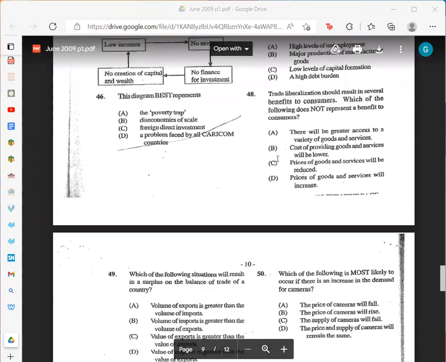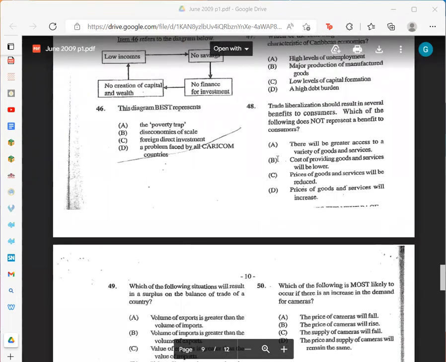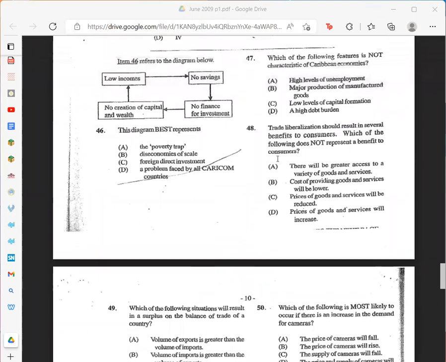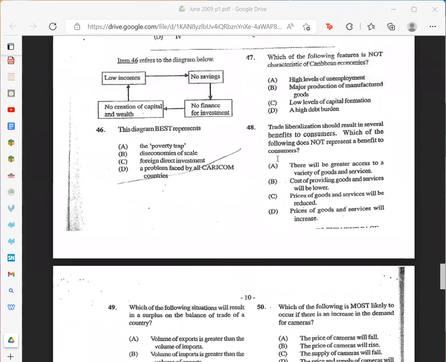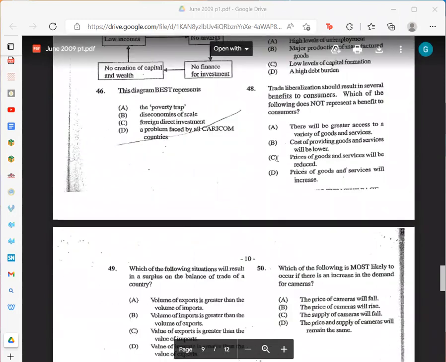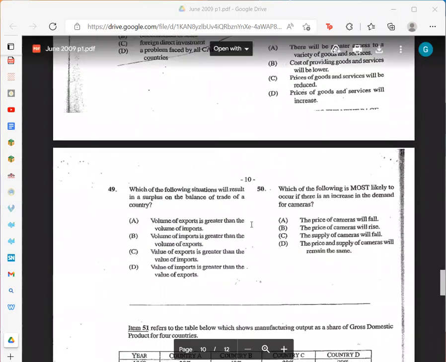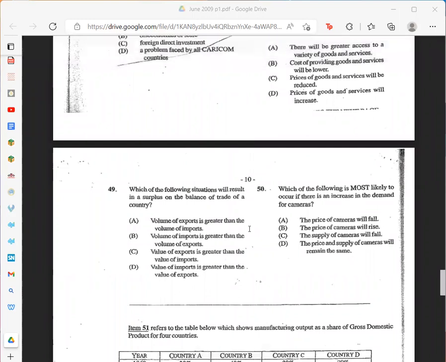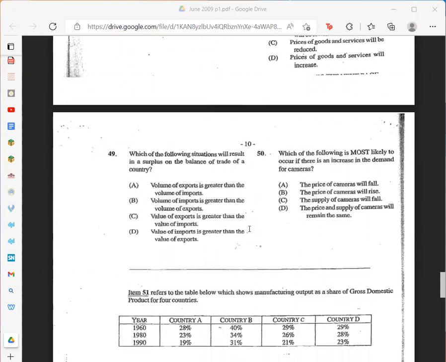So that was 48. So 48 is D, 47 is D, 49 now, right? Which of the following situations results in a surplus? Which results in a surplus?